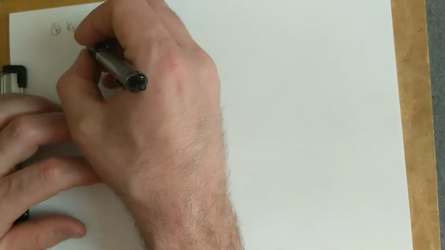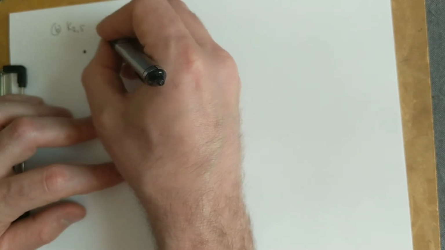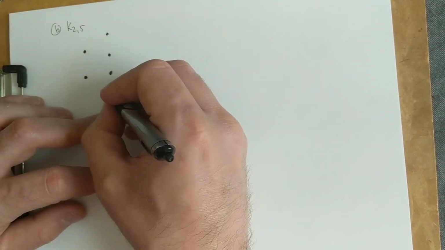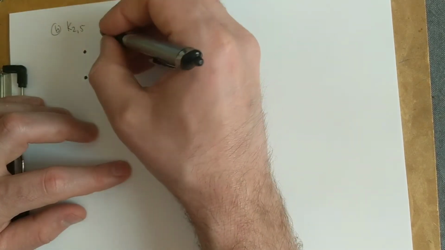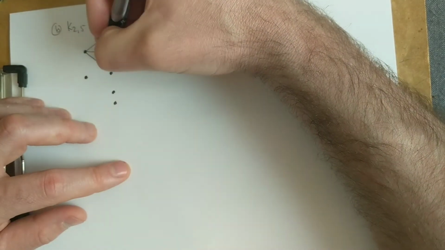Let's do the same thing for K25. Let's draw the standard representation and then we'll make it planar, or draw a planar representation. It always is planar. Okay, so here's 5 vertices. We've got to connect these two things to all of them.